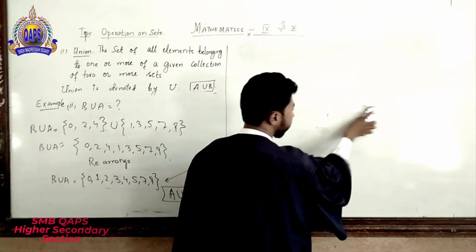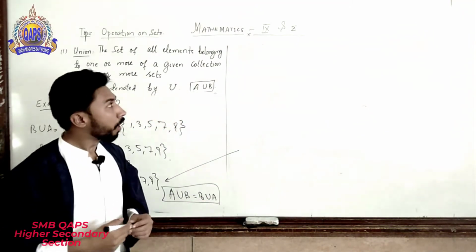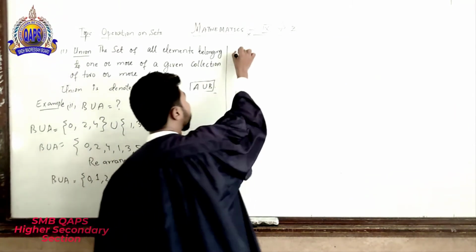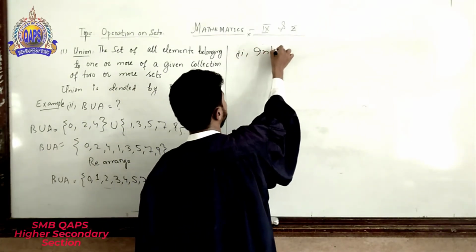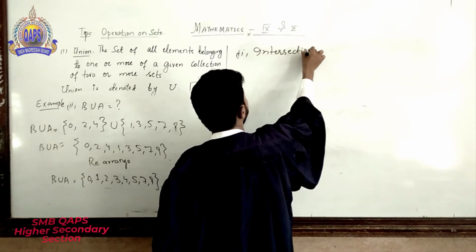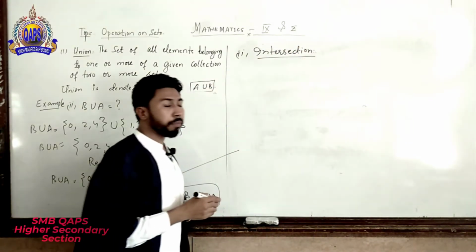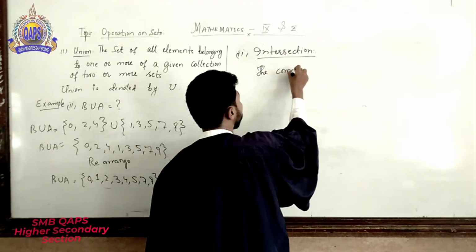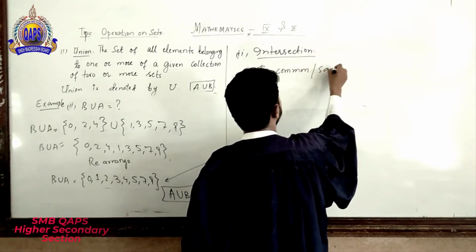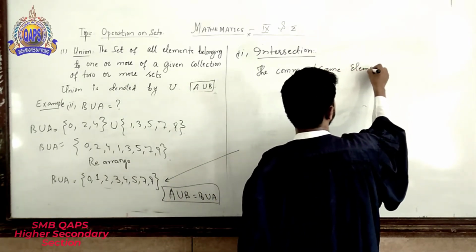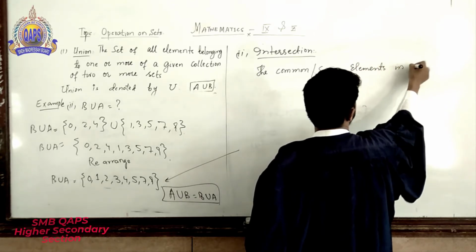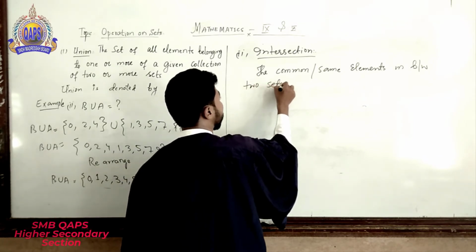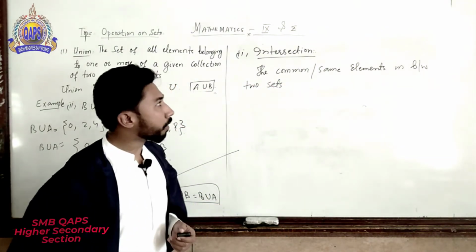You already discussed intersection in previous classes. Now we again solve intersection problems. First we define the topic. Intersection is basically the common elements, the same elements in between two sets, and this is known to be intersection.